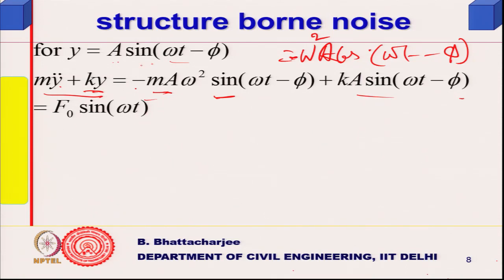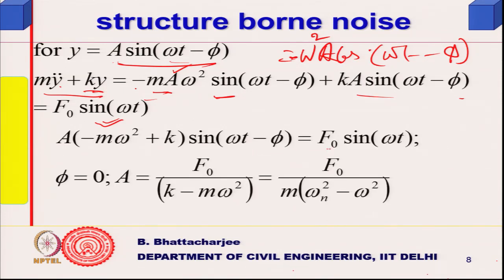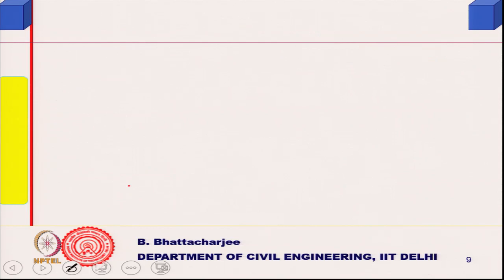So, that should be equal to the forcing function. If this is a solution, a particular integral because of the forcing function, this must be valid, and therefore I can find out the value of a. From this I take a common, I get minus m omega square plus k times a sin omega t must be equal to f 0 sin omega t. So, in other words, when phi is equal to 0, a is equal to f 0 by k minus m omega square, and I can get an expression like this. I will come back to this in the next class.